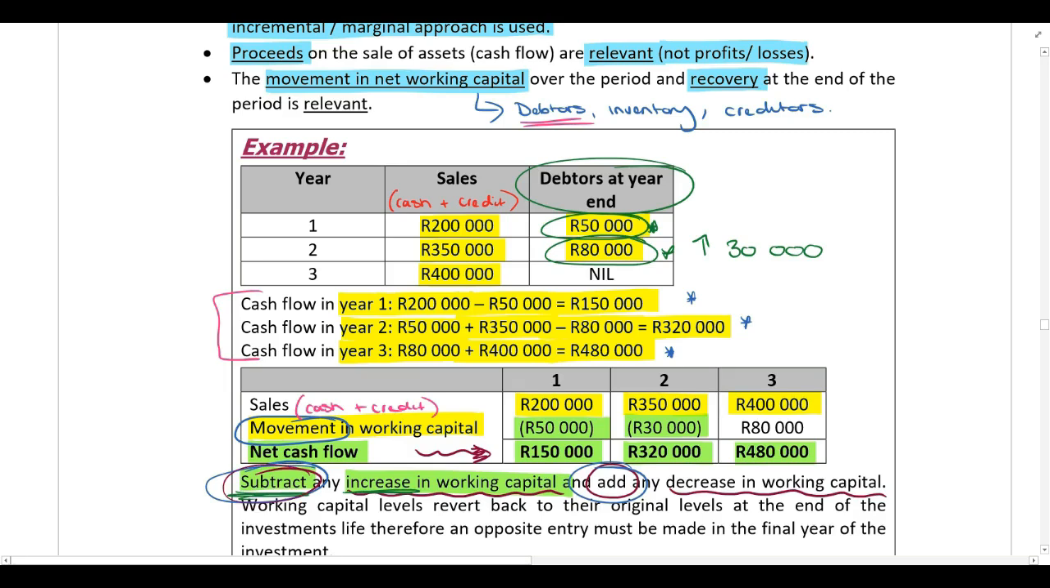So let's look at year 3. In year 3, my debtors balance comes down to 0, which means it's decreased from 80,000 Rand to 0. So that is a decrease of 80,000 Rand. And if it decreases, I add that. So what is the movement? I've got a movement of 80,000 Rand, and I add that in order to get my cash flow in year 3.